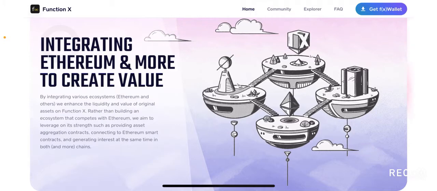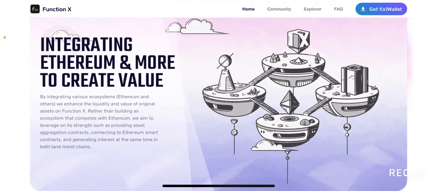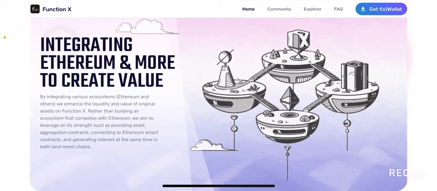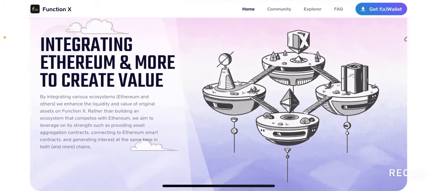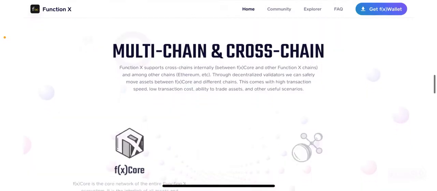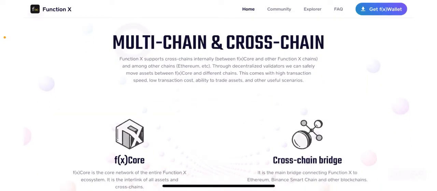So again, overall, they are trying to do a lot of things in conjunction with Ethereum, as opposed to other platforms that try to be an Ethereum killer. So moving to the multi-chain and cross-chain component, FunctionX supports cross-chain internally between FX Core and other FunctionX chains, and among other chains such as Ethereum, etc. Through decentralized validators, we can safely move assets between FX Core and different chains. This comes with high transaction speed, low transaction cost, ability to trade assets, and other useful scenarios.